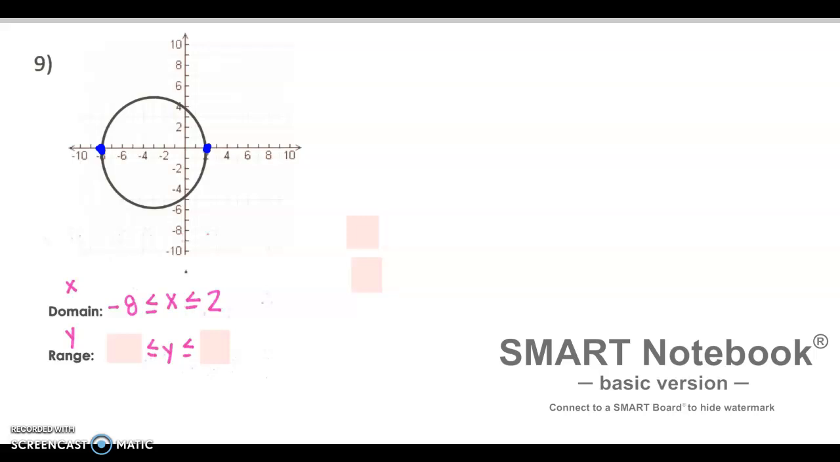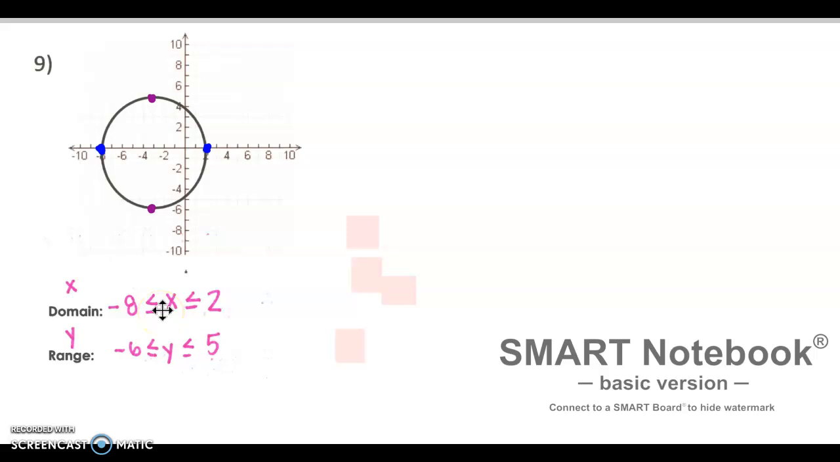For the range, we're going to look at the y values or the outputs, and we're going to do the same thing. So we want to find our smallest y value, which is -6, and we want to find our biggest y value, which is 5. When we write the range, your smallest y value comes first. So we're going to say -6 is less than or equal to y, because y is the value for the range. Range is outputs. Less than or equal to 5. So this is saying that all of the possible outputs for this graph are between -6 and 5. So all of the numbers that are between -6 and 5 are possible outputs for this graph.